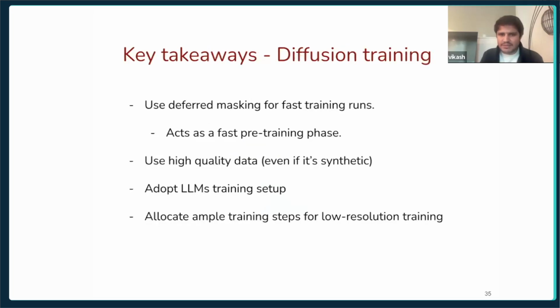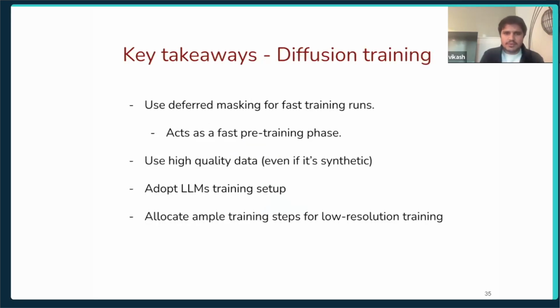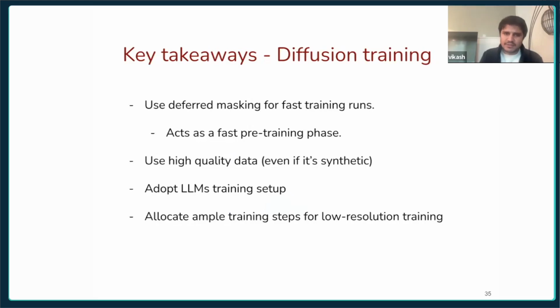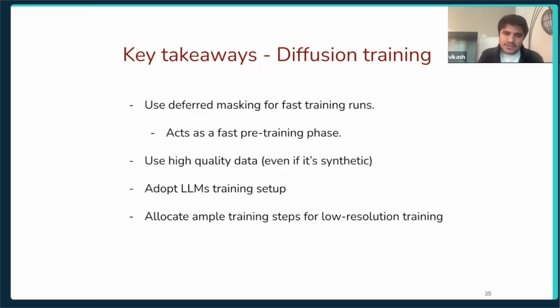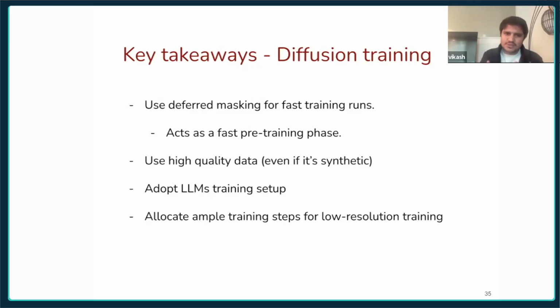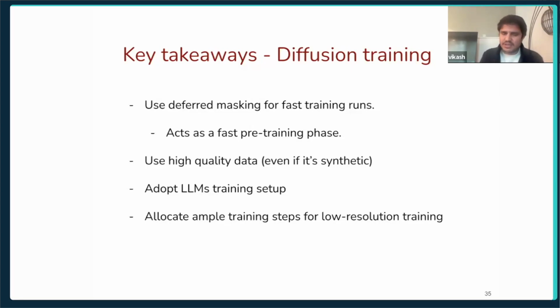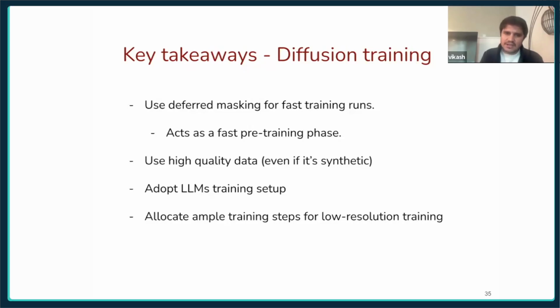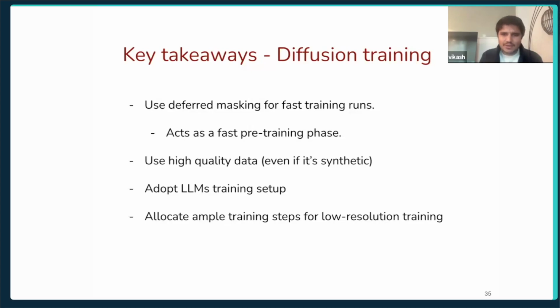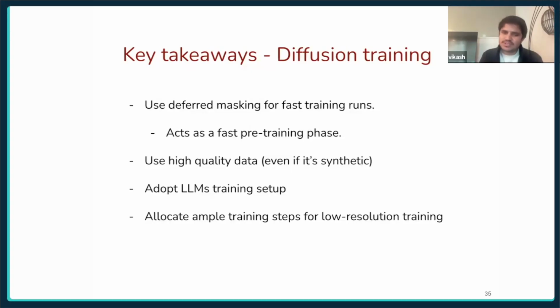And to summarize the takeaways, the first one is you should use deferred masking, or masking with patch mixer, for fast training runs. Even if you have a lot of compute, I believe it's a good idea, because you can still use this mask training as a pre-training strategy, as we did in our large scale training. The second is use high quality data. Even if you can get your hands on synthetic data, it's really helpful rather than limiting yourself to real-only data. And the third is use the LLM training setup, not just the architecture.